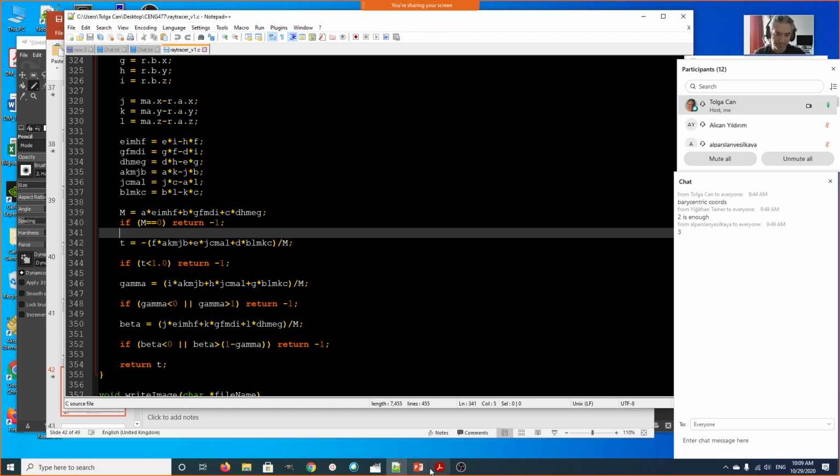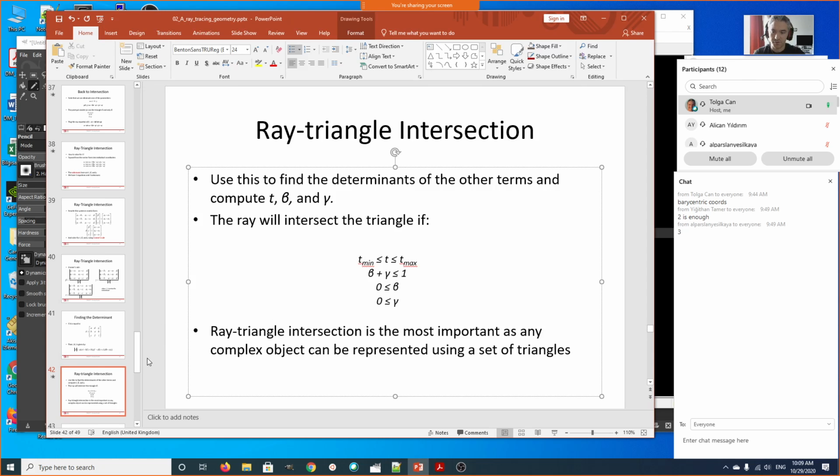All right, now let's continue. So this actually concludes the geometry part of ray tracing.